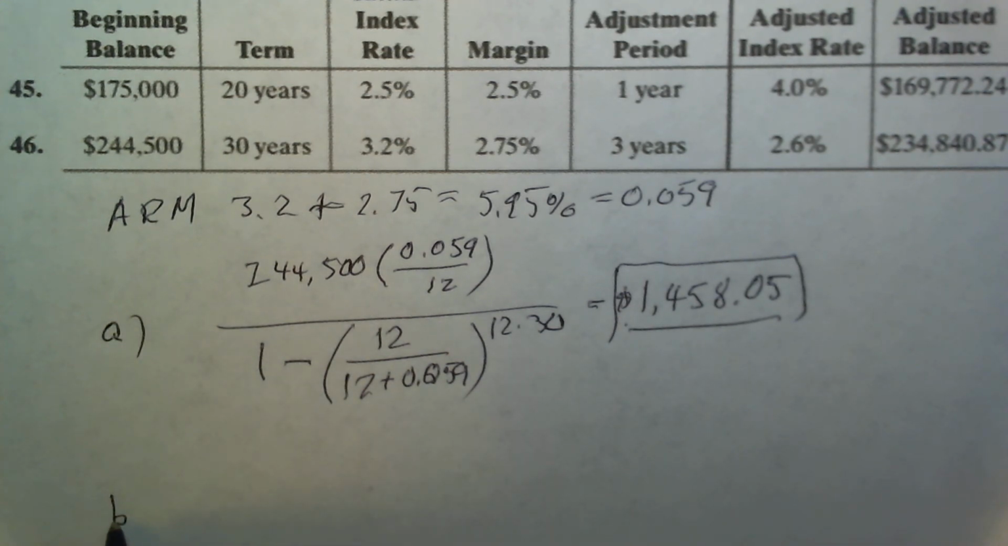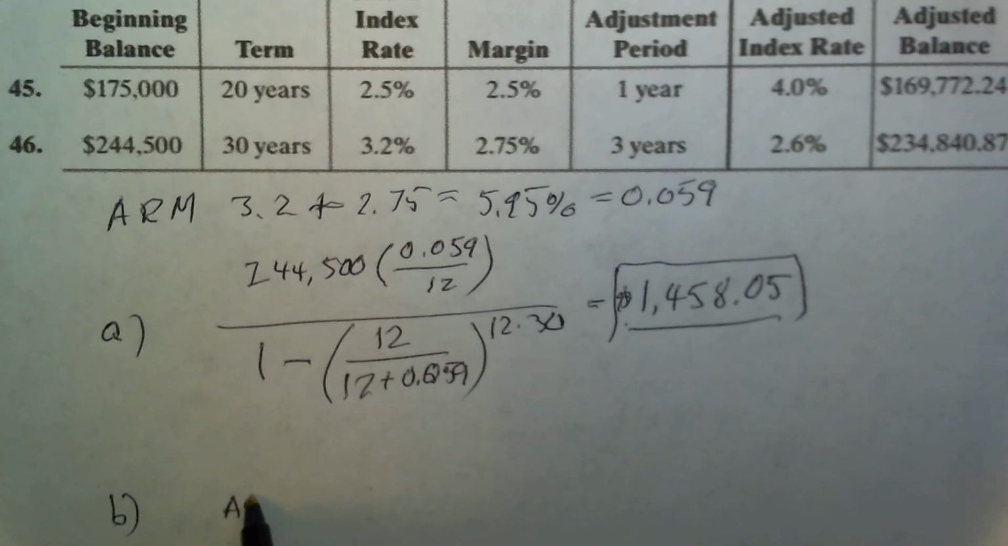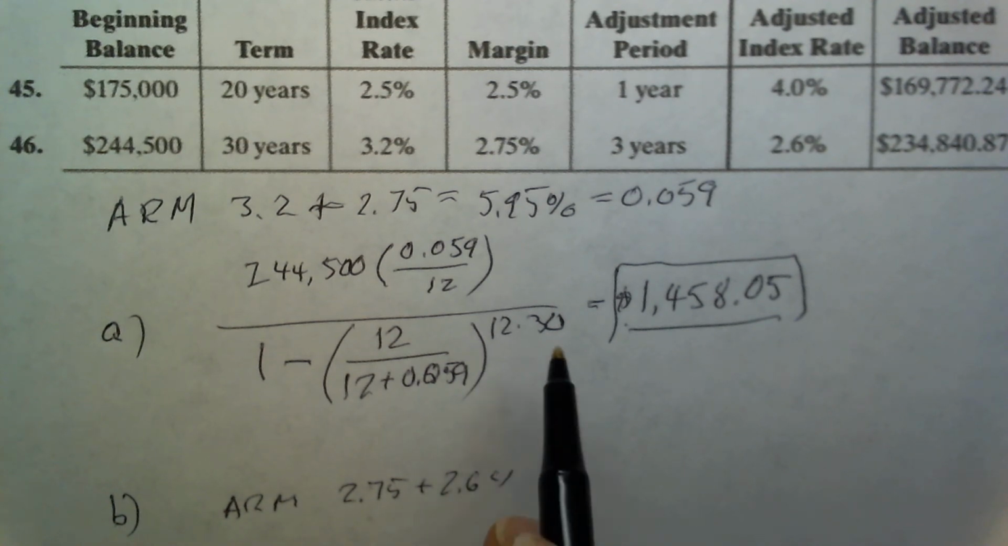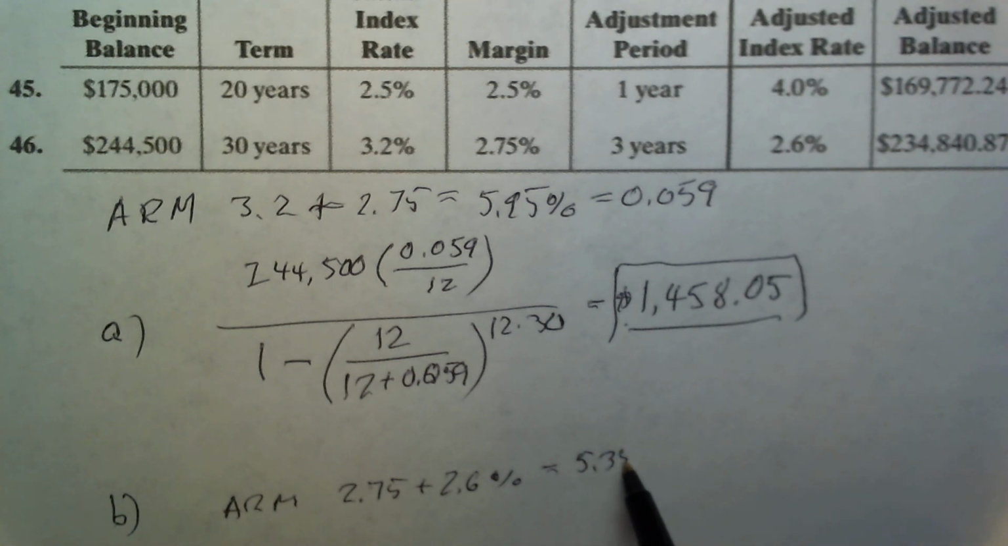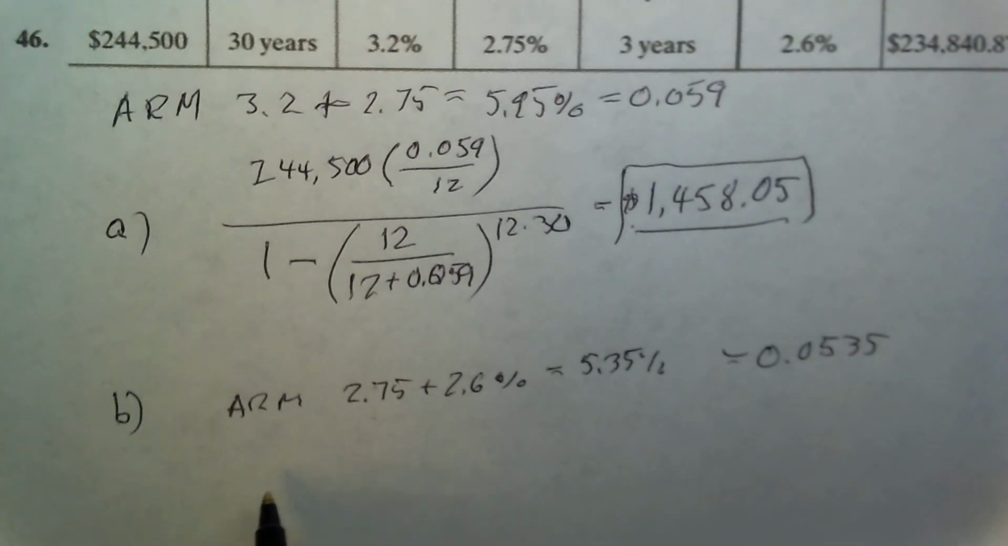So that's for the A part. Now for the B part, the interest rate is now 2.75 plus 2.6%. It's the margin plus the adjusted index rate. So now we're looking at an interest rate of 5.35%, or 0.0535. So now we compute our regular payment formula.